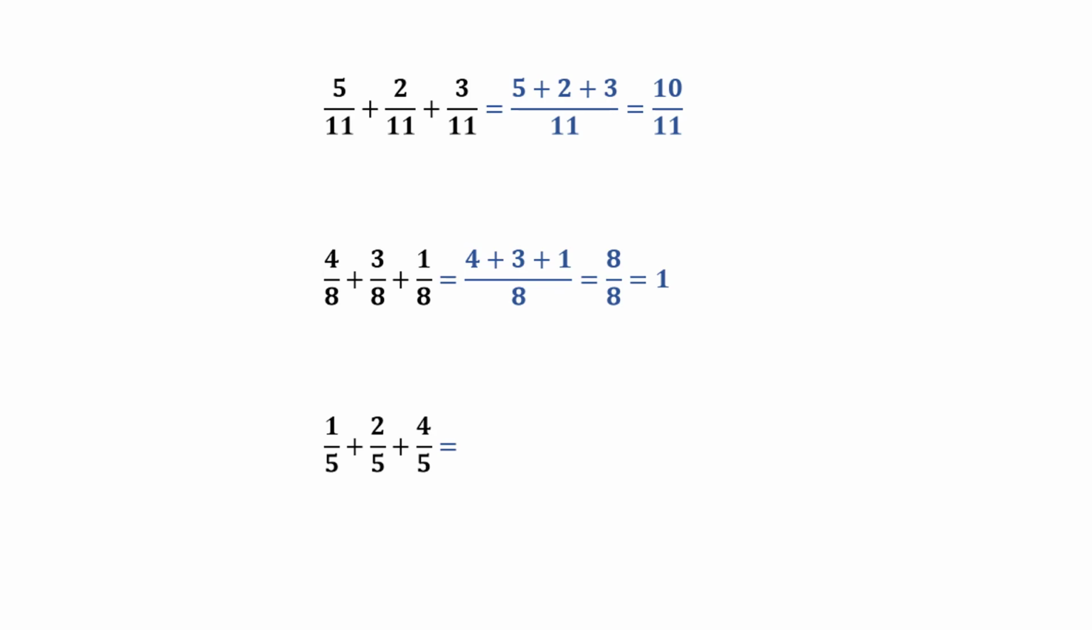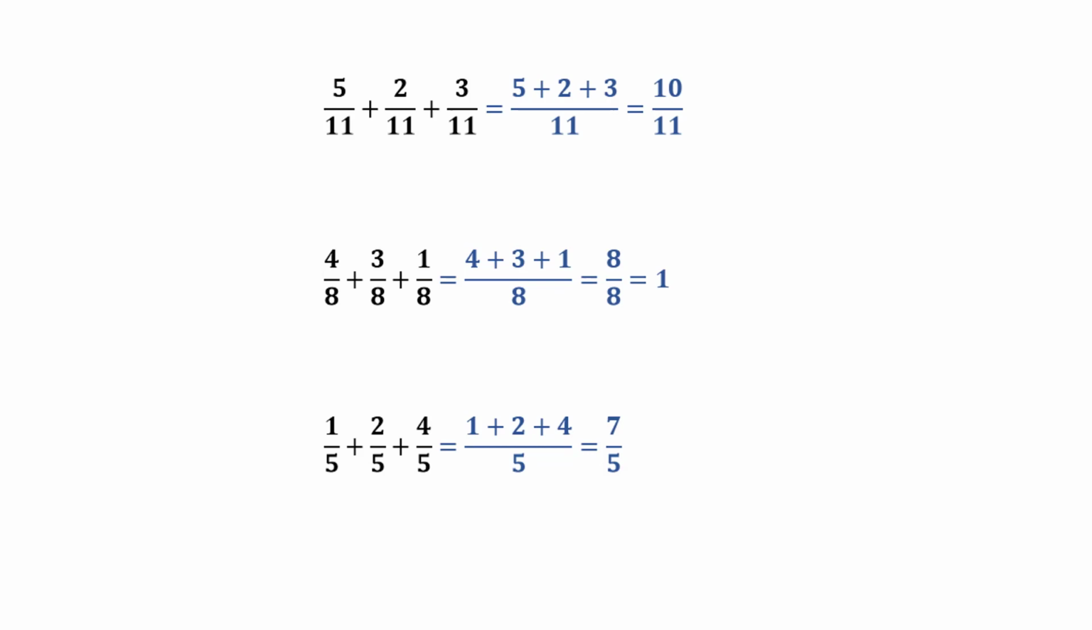The last example, what is the sum of 1/5 plus 2/5 plus 4/5? The fractions have the same denominator 5, so we write 5 at the denominator. Then we add the numerators. 1 plus 2 plus 4. 1 plus 2 is 3, and 3 plus 4 is 7. So 1/5 plus 2/5 plus 4/5 is 7/5.